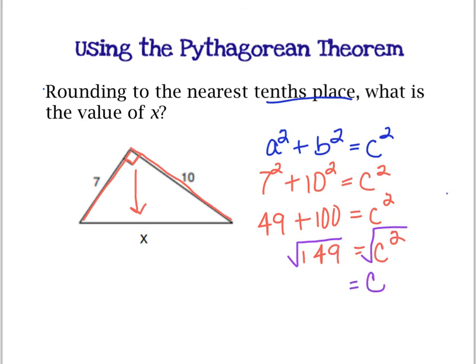And when I do that, I get a really long decimal. I get 12.20. It asks for the tenths place, which is one number after the decimal. So I look at the second one. A 0 is going to make a 2 stay the same. So my c, my x, is 12.2. And that makes sense because we know the hypotenuse is always the longest side, and 12.2 is.